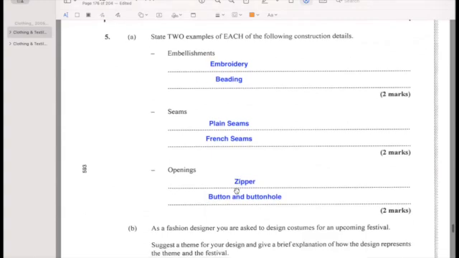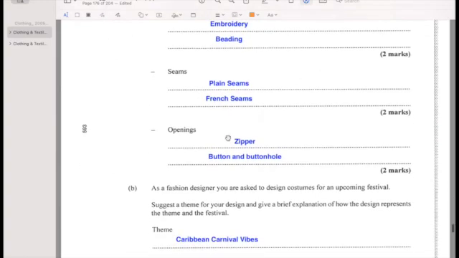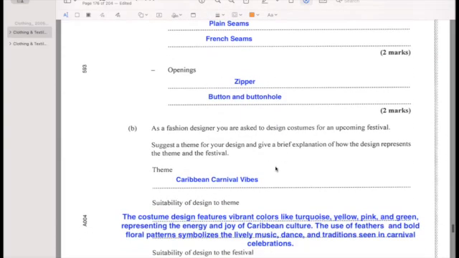Question number 5. State 2 examples of each of the following constructions. All right, so our first one, the example will be embroidery or beading. Seam: plain seam, French seam. And opening, we can use a zipper or buttonhole. 2 marks.